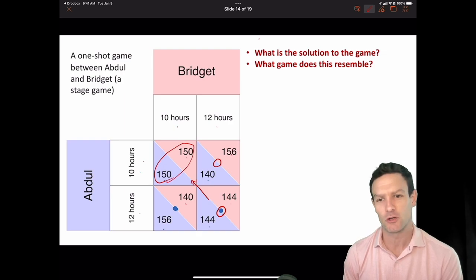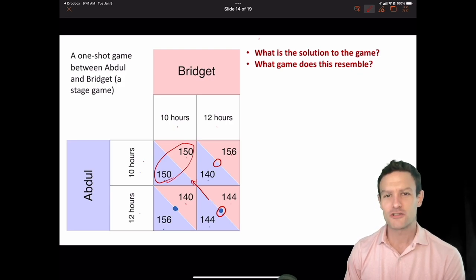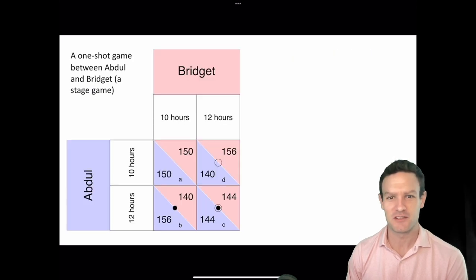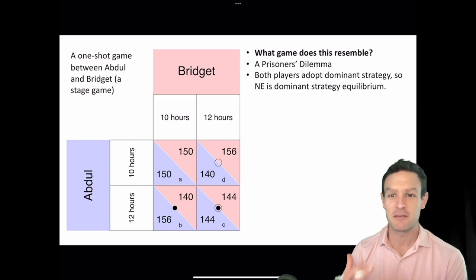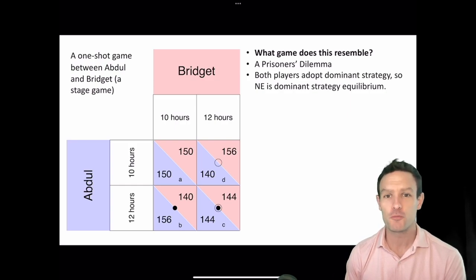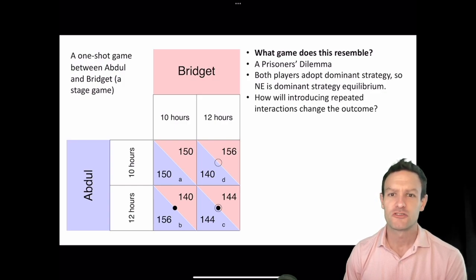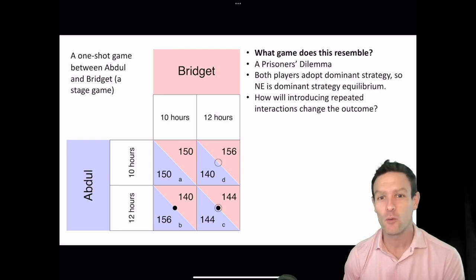This game has a Nash equilibrium. It's a social dilemma, as we've been thinking about throughout this chapter. Now, when we're trying to unpack this a little bit and think about this idea of a prisoner's dilemma, both players adopt dominant strategies. So the Nash equilibrium is also a dominant strategy equilibrium, as we've seen before. Now, what we want to understand is how introducing repeated interactions will change the outcome.